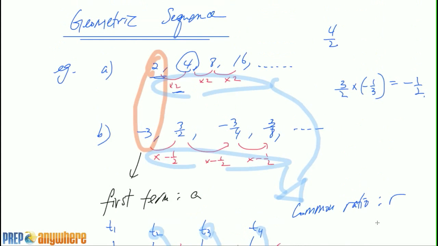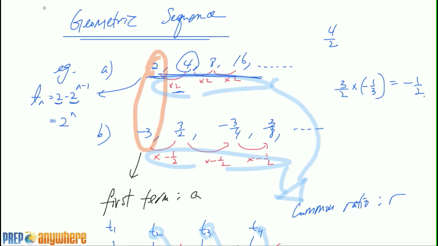Okay, so I want you to generate the general term for A and B, please. Try that now. Okay, so this one is going to be, if you follow the formula, 2 times 2 to the power of n minus 1, but these two exponents, same base of 2, you can combine to be 2 to the power of n. And you can see that this is actually the power of 2, right?